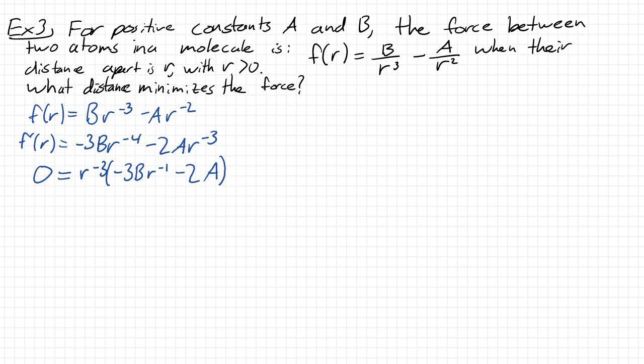And let's see, this r to the power negative 3 is never going to be 0. This is really 1 over r cubed, and if the numerator of that is 1, it's never going to be 0. But this thing maybe could be 0. So let's set this equal to 0, and that way we can find the critical points.